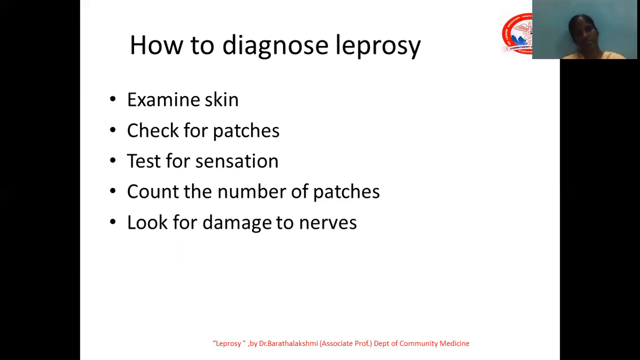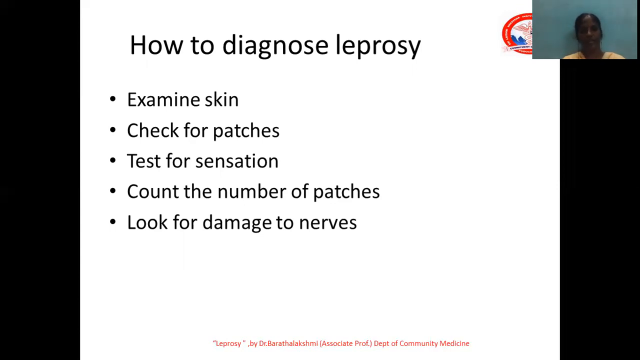If sensation is preserved in a hypopigmented patch, it's a mole, a white mole, or nevus achromicus, nevus depigmentosus, or nevus anemicus. Next is check for patches. It can be a macule or it can be a patch, with a raised border and flat center. And go on to test sensation. Both fine touch and crude touch should be tested.